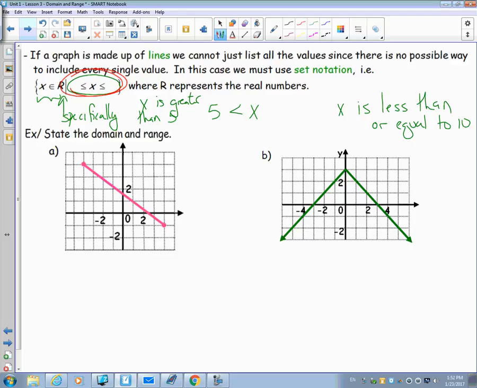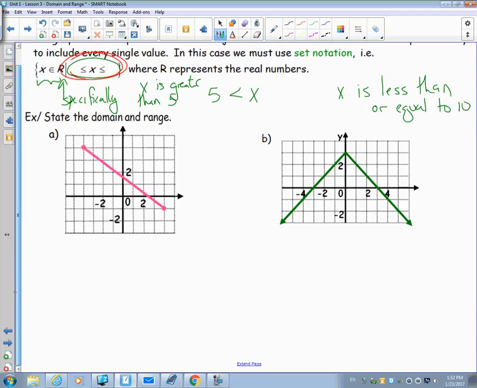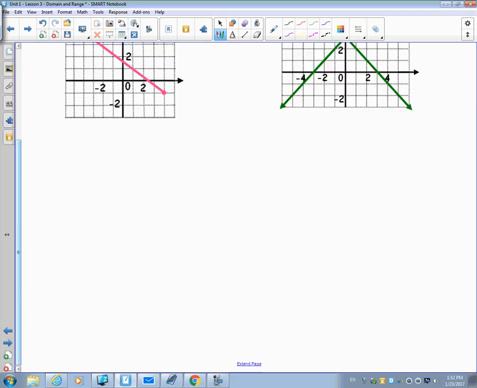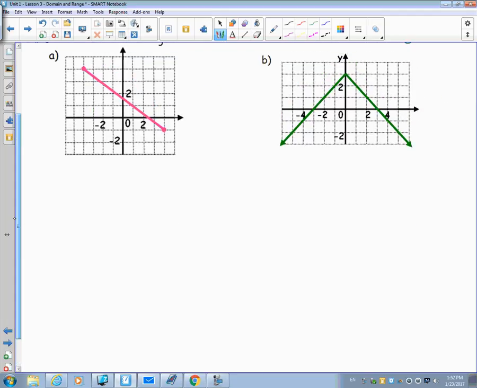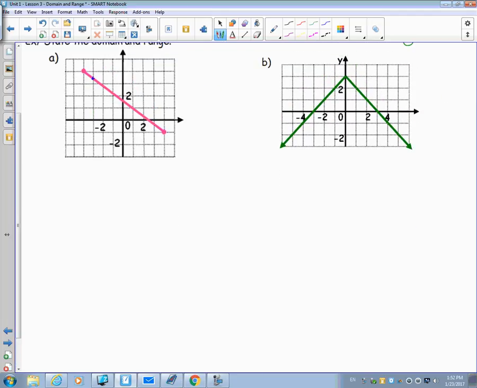So look at the first graph. I'm hoping you would agree this is a line, not a bunch of dots. I suppose it is a bunch of dots, but it's an infinite number of dots, right? There's the dots here and here and here and here. There's all the dots in between those, and in between those, and in between those. So this is a graph made up of lines. It includes every single real number. So the x's I want to include are all the real numbers.